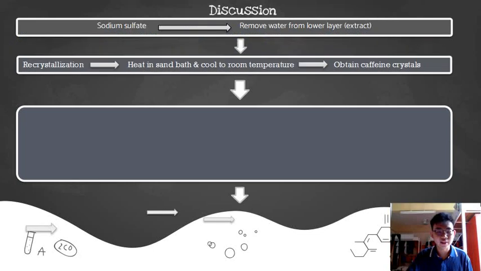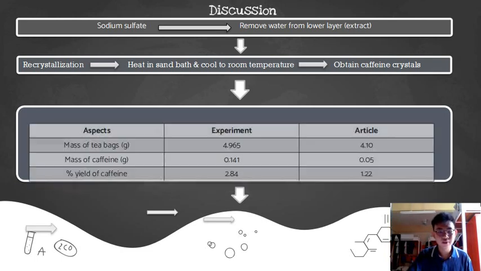In the recrystallization process, we heat the extract in a sand bath and let it cool to room temperature when it starts to turn cloudy. In the end, we obtain caffeine crystals in the form of white glycerin needles.